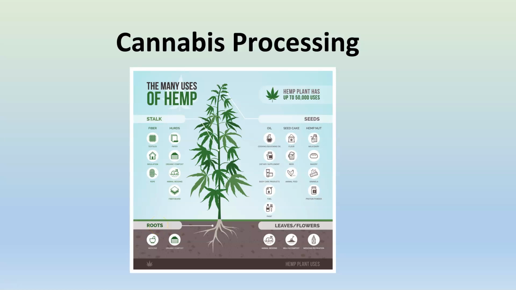This course covers various cannabis processing methods. Hemp, for example, which is one form of cannabis, has multiple purposes. The stalk can be used for fiber, the roots can be used for medicine, seeds are an excellent source for protein, and the leaves and flowers are also used for medicine as well as recreation.